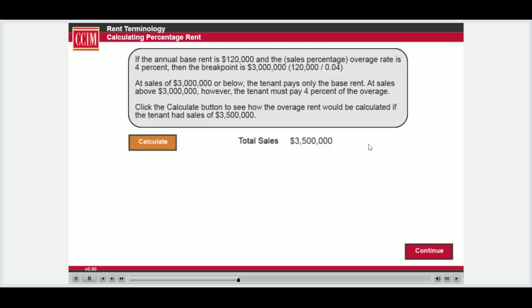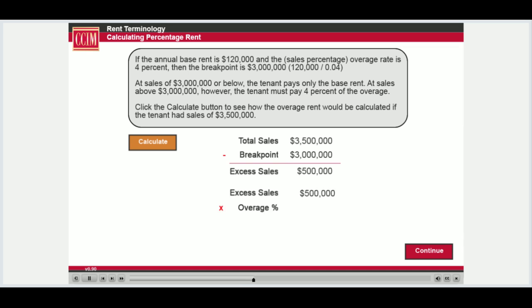The total sales of $3.5 million minus the $3 million breakpoint equals an excess sales of $500,000. This excess sales amount times the overage percentage rate of 4% equals an overage rent of $20,000, which, added to the base rent of $120,000, makes the total rent $140,000.